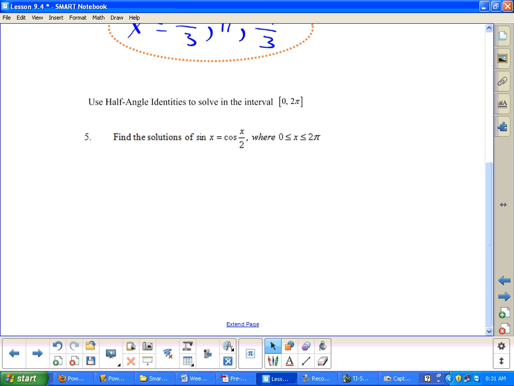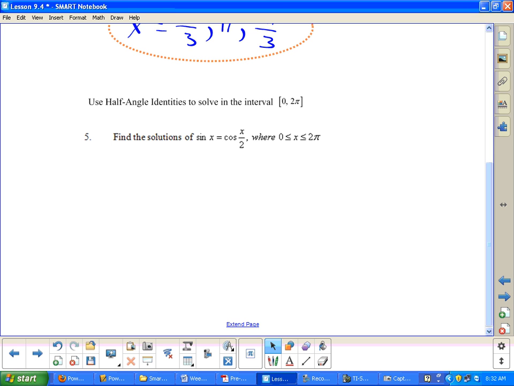We use a half angle identity. Find the solutions of sine of x equals cosine of x over 2, where x is between 0 and 2 pi. Okay. So we need to have these in terms of hopefully the same variable, right?